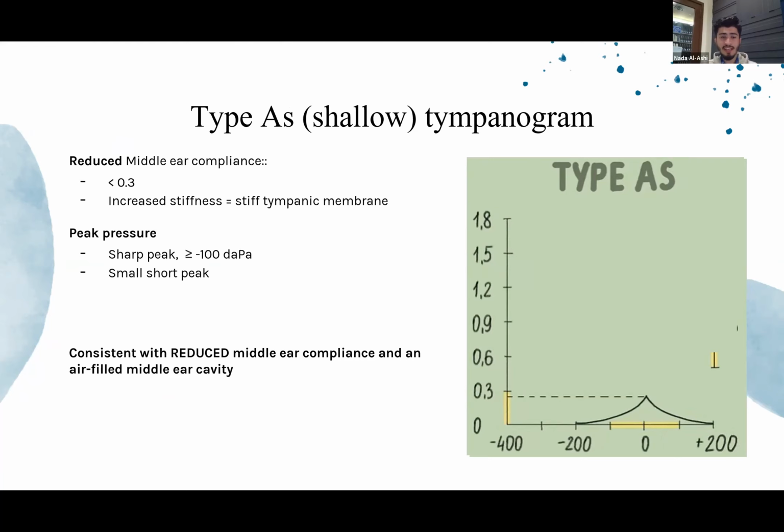Our peak pressure again is the same as a type A. So you have your one peak and it is greater or equal to -100. But because our compliance is so small, it's going to look a lot shorter and fatter. So that's a good way to tell that it's an AS. And a type AS is consistent with reduced middle ear compliance and again, an air-filled middle ear cavity.